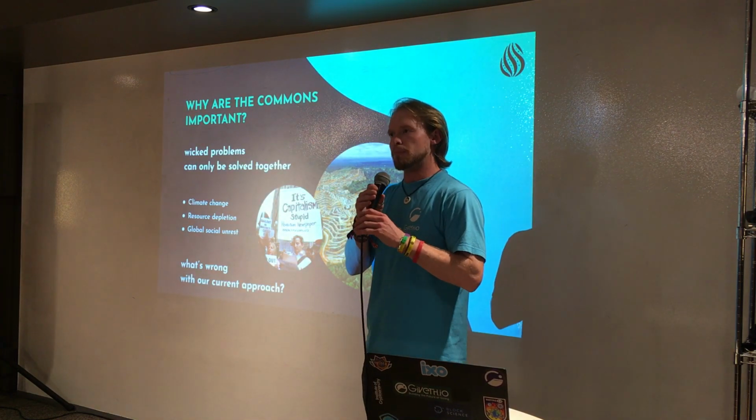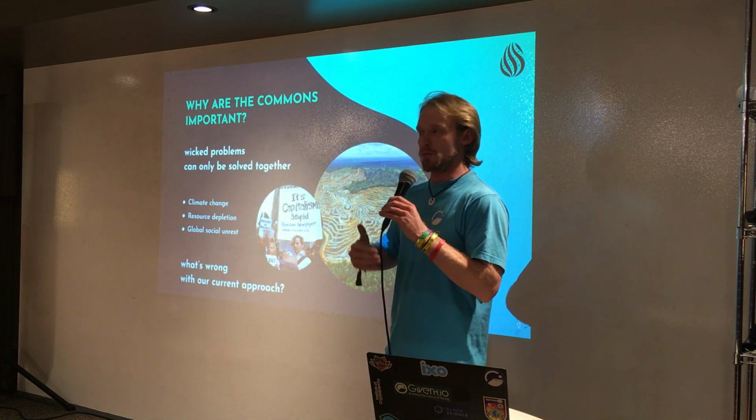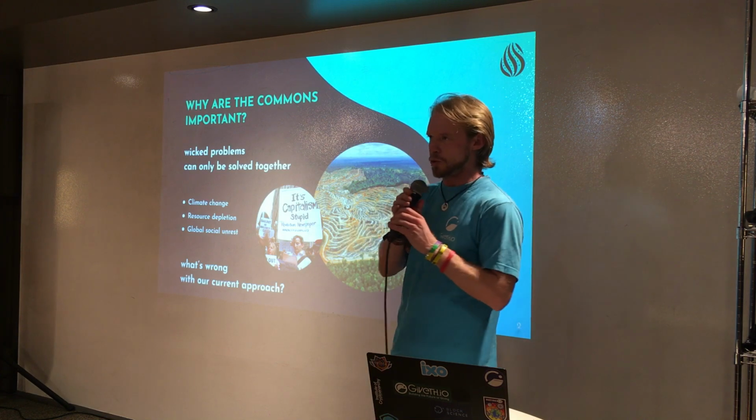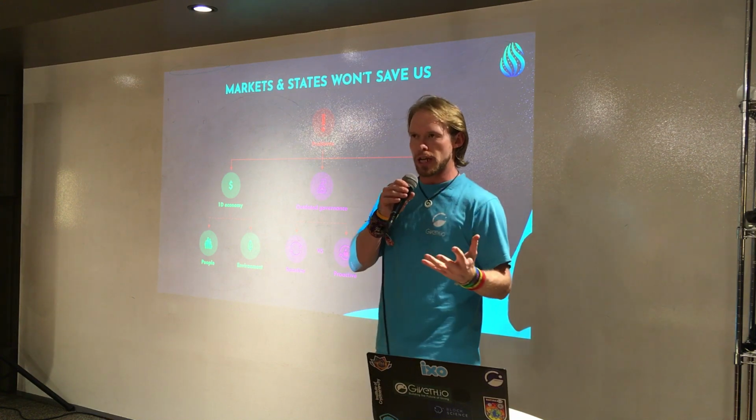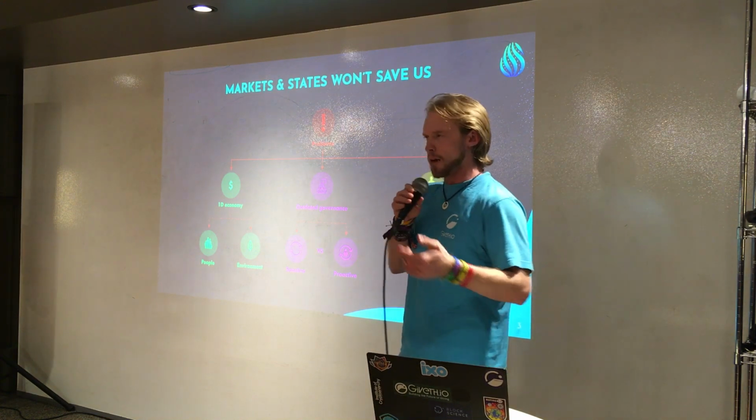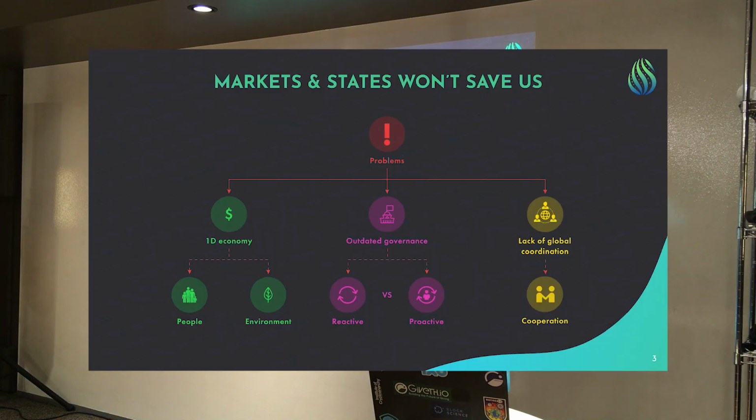So we have basically these global mechanisms for allocating resources, but we have some issues with our current approaches. We have global markets, we have nation states that try to collaborate on a global level, but they have some problems. We have one-dimensional economies that optimize for profit and optimize out people and the environment. We have outdated governance mechanisms that are reactive rather than proactive in solving our growing problems. We have a lack of global coordination, which leads to a breakdown of cooperation around problems like runaway climate change.